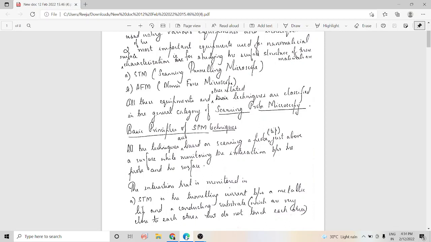Now what is the principle of this technique? All the techniques are based on the scanning of the surface by means of a probe. Probe means some metallic tip. Using this metallic tip, the surface of our nanomaterial is scanned, and the interaction between this tip or the probe and the surface is studied. So in the scanning probe microscopy techniques, we have a probe, a sharp tip using which the surface of the nanomaterial is scanned, and simultaneously we monitor the interaction between the probe and the surface. By monitoring this interaction, you can study how the surface structure of this nanomaterial is.